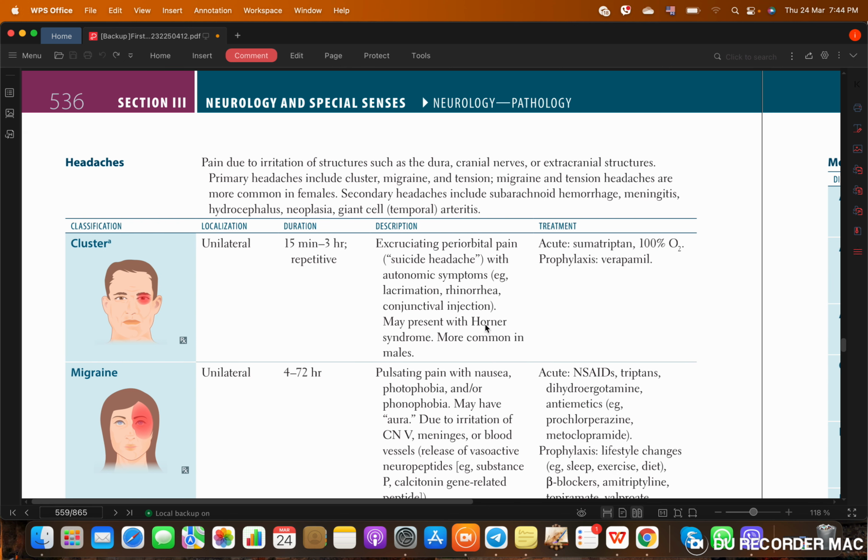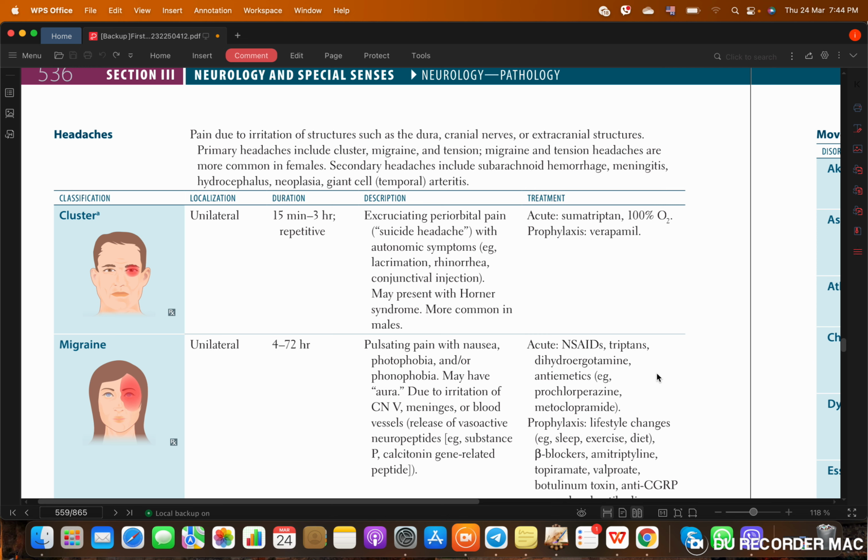More common in males. Acutely, the treatment of a cluster headache is sumatriptan. Well, basically, they halt the headache. They cannot be used for prevention, just in an acute state. Also 100% oxygen, they love to ask about that. The prophylaxis, however, is with verapamil, a calcium channel blocker.